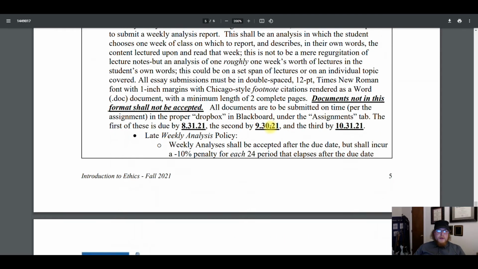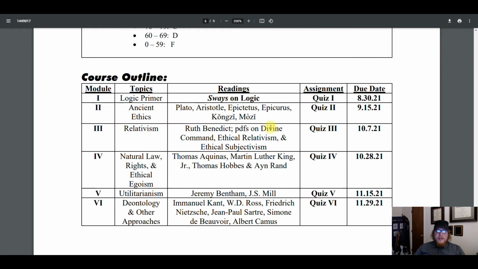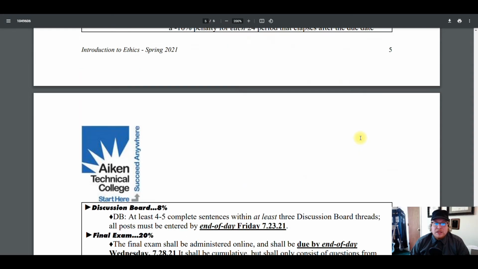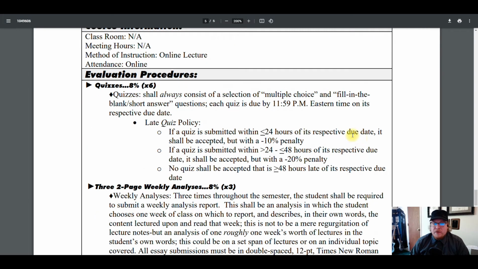And let's start by taking a look at this. If we go to page 6, right at the very end of the syllabus, you'll notice all the quiz due dates are right here. So quiz 1, August 30th, quiz 2, September 15th, quiz 3, October 7th, right at the midpoint of the semester, quiz 4, October 28th, quiz 5, November 15th, and the final quiz, quiz 6, November 29th. Let's go ahead and take a look at the late policy, and then I'll explain where to find them.